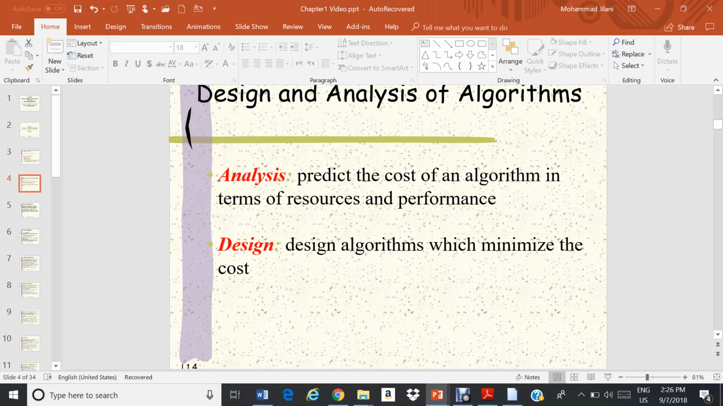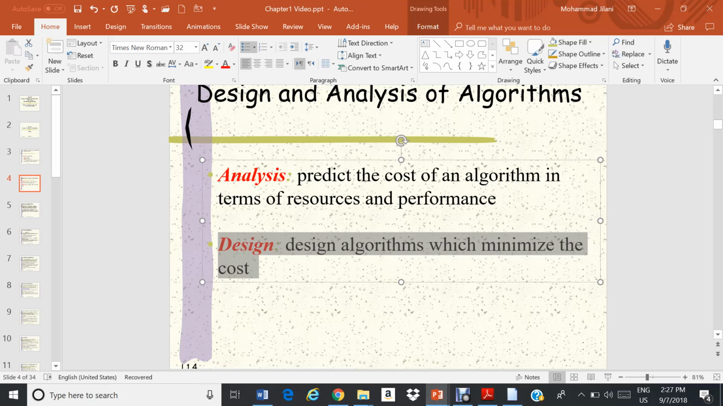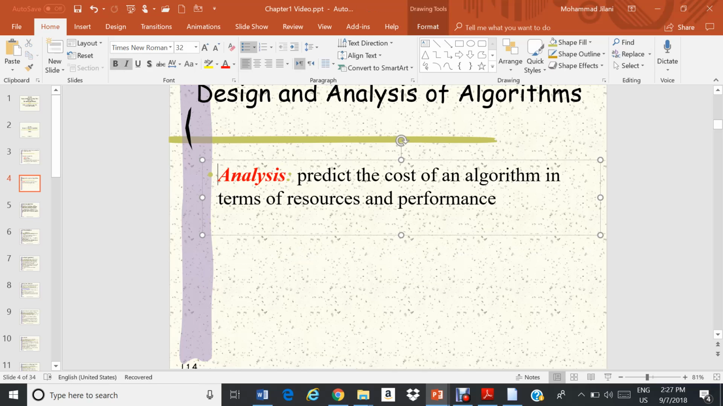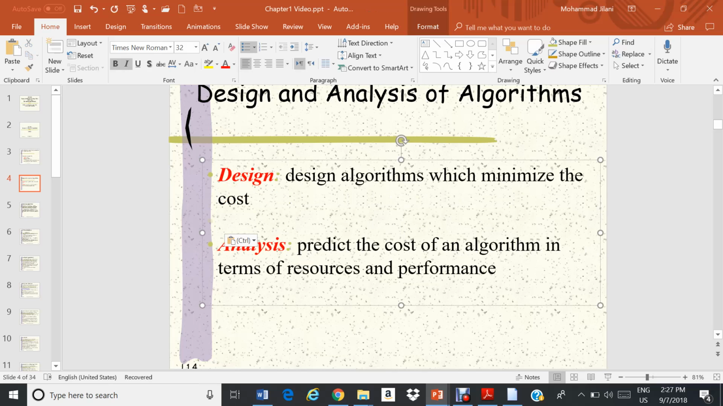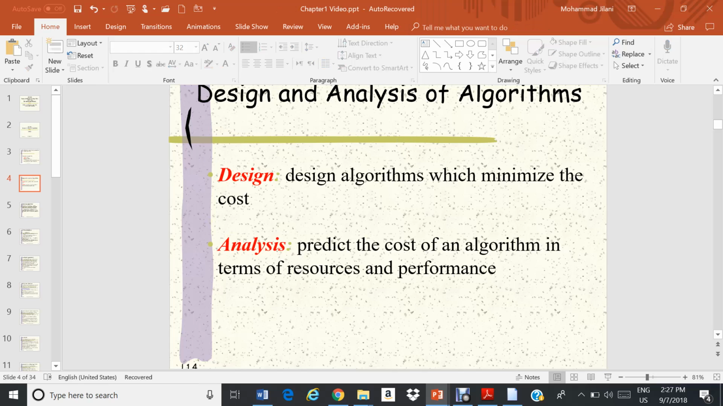Now, there are two aspects of algorithm. One is the analysis and the other is design. Actually, let me just reverse these two and put design here, and I will switch them back again. Design an algorithm which minimizes the cost. I want to make a design, and I will say in a second what I mean by an algorithm. I still have not said what an algorithm is, but let's say I want to design a means and a method to compute or to find the prime numbers. That's a design. Analysis, I want to predict the cost of this algorithm.